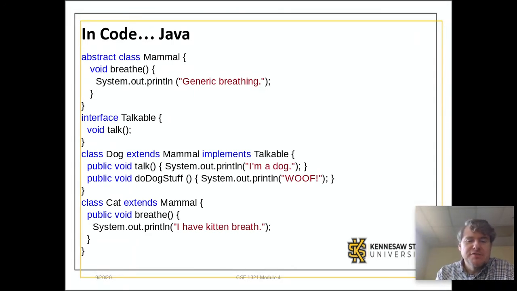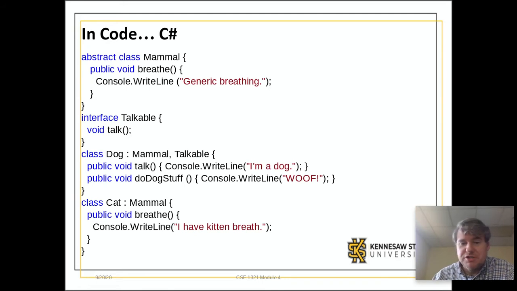Moving on. So again, we have an extends here. That's the syntax in Java. We're extending mammal because we are inheriting from it. And we have our breathe method. Let's take a look at the same code in C#. Pretty much the same thing.